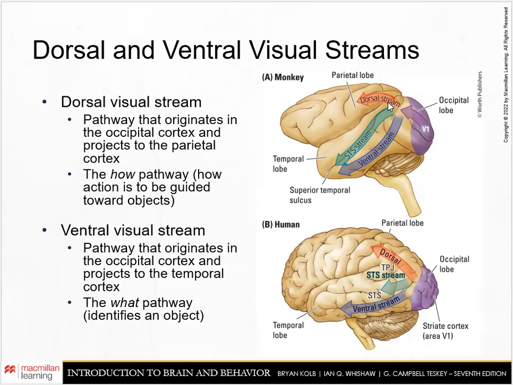Then there is the ventral visual stream. We can see here, this is the pathway that originates in the occipital cortex and projects to the temporal cortex. This is the what pathway. It is what is identifying an object. And yeah, we see a very similar thing for both monkeys and for humans in these streams which exist.